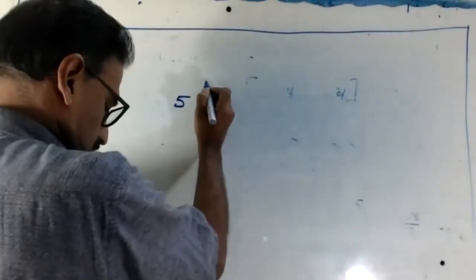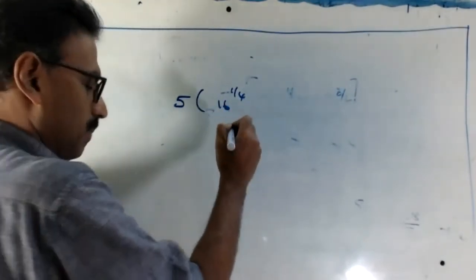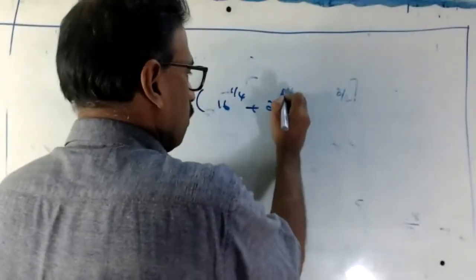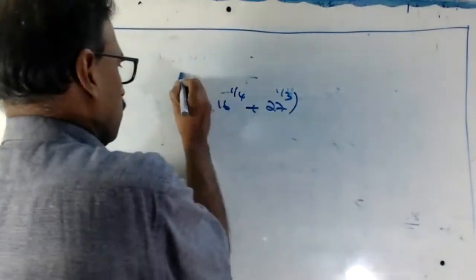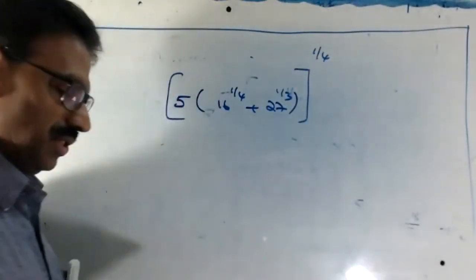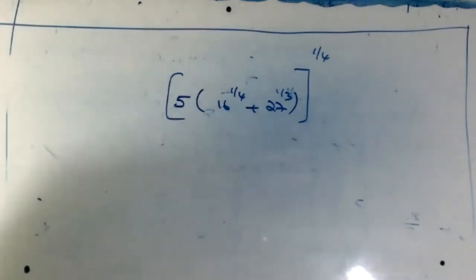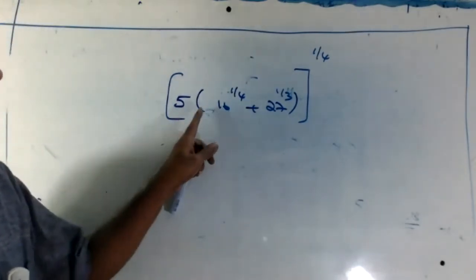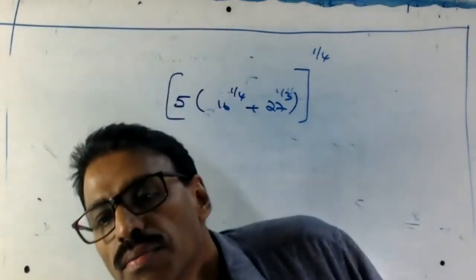Okay, try this one. 5 into (16 raised to 1 by 4 plus 27 raised to 1 by 3) whole raised to 1 by 4. Okay, try this one. This question is clear, I don't know. Let's try now. 16 raised to 1 by 4 plus 27 raised to 1 by 3. Then 5 into (16 raised to 1 by 4 plus 27 raised to 1 by 3) all raised to 1 by 4. Okay, try now.